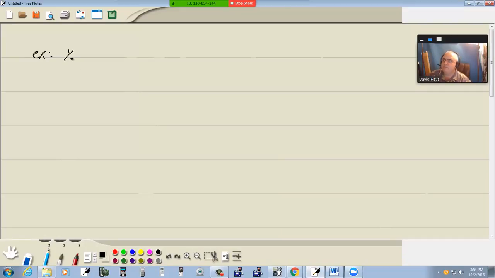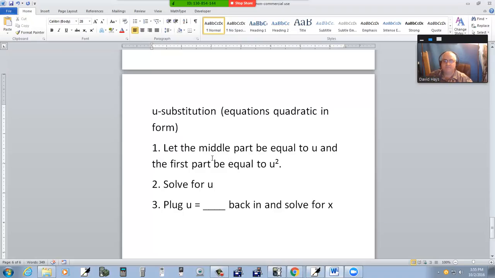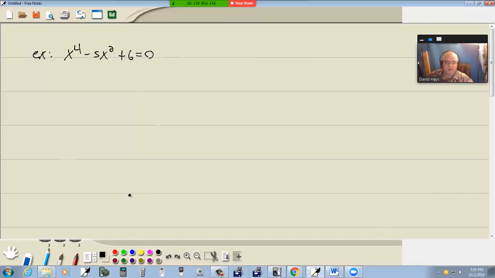Example. 5x to the 4th minus 5x squared plus 6 equals 0. Step 1. Let the middle part be equal to U and first part be equal to U squared. So this will be U and this will be U squared. It never includes a number in front, the coefficient. So we're going to rewrite this as U squared minus 5U plus 6 equals 0.